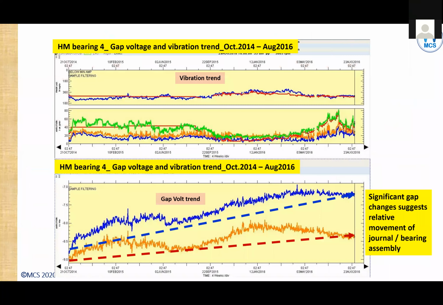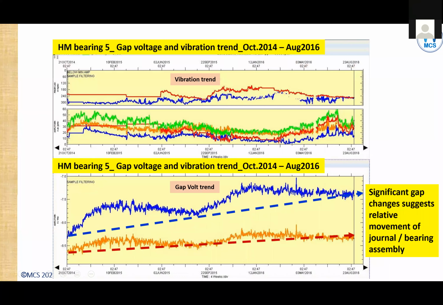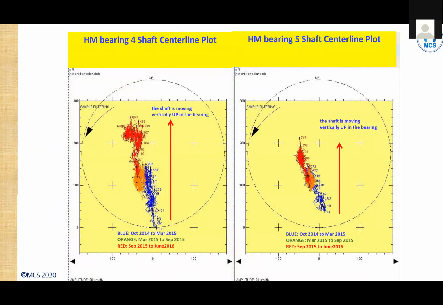So this is the gap voltage trend, and then the vibrations for bearing 4. You can see that the gap voltages were gradually increasing, showing that the shaft is moving up. And this is for the other bearing, number 5. Here also you can see it, and you see how it is varying cyclically. I have shown these dotted lines to show you the general increasing trend, but it is also behaving in a seasonal way. So the ambient temperatures also have a certain influence on the rotor and the housing and bearing movements. And this is how the shaft center line was actually moving. The bearing 4 and 5 centers were moving within those periods.